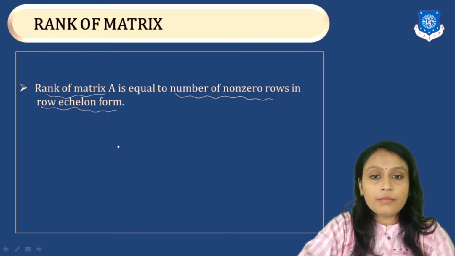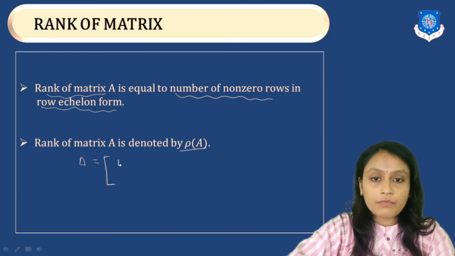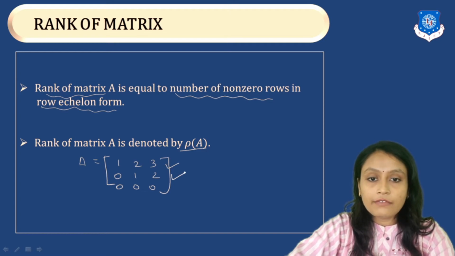Rank of a matrix A is denoted by rho A. So for example, if we have a matrix A as 1, 2, 3, 0, 1, 2, 0, 0, 0, this is a matrix in a row echelon form. Now we have to count the number of non-zero rows. So here we have two non-zero rows, so we can say that the rank of a matrix A is 2.